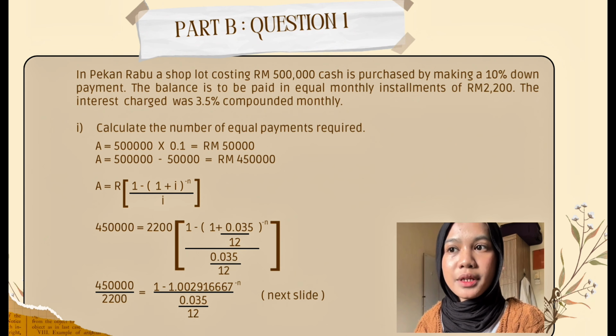Part B, question 1. In Pekanbaru, a shop lot costing 500,000 ringgit is purchased with 10% down payment. The balance is paid through equal monthly installments of 2,200 ringgit. The interest rate charged is 3.5% per year, compounded monthly. First, calculate the number of equal payments required. First, we calculate the amount borrowed. The down payment is 10% of 500,000, which is 500,000 multiplied by 0.1 equals 50,000. So the buyer pays 50,000 ringgit as the down payment. The amount financed is therefore 500,000 minus 50,000 equals 450,000.